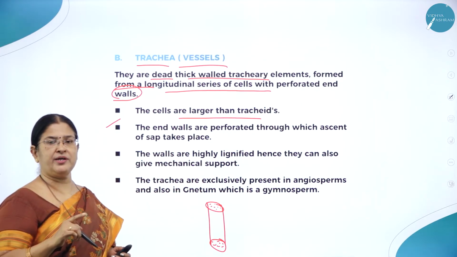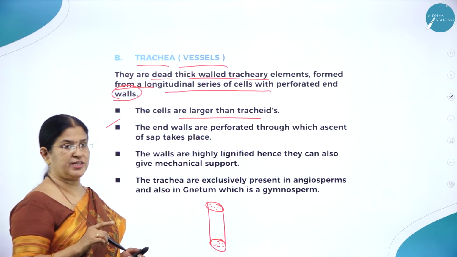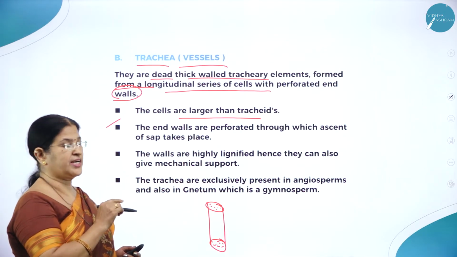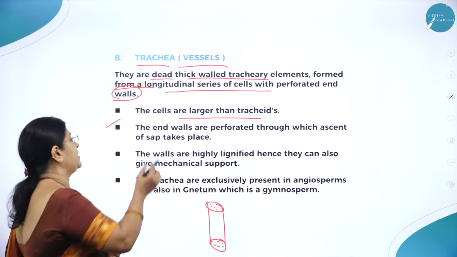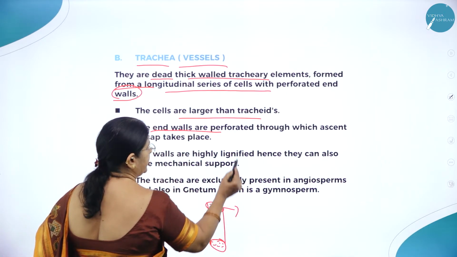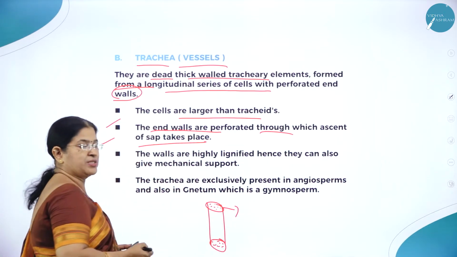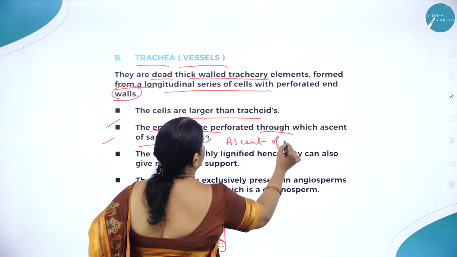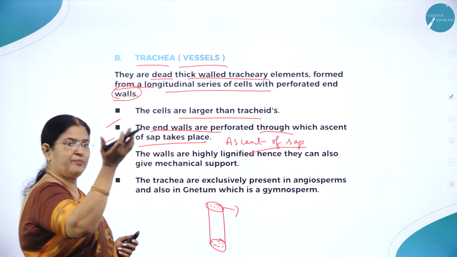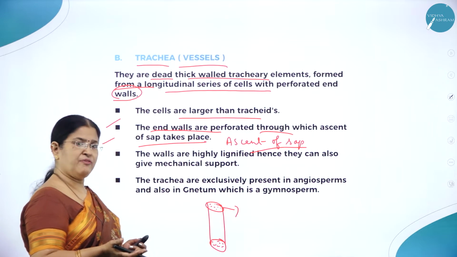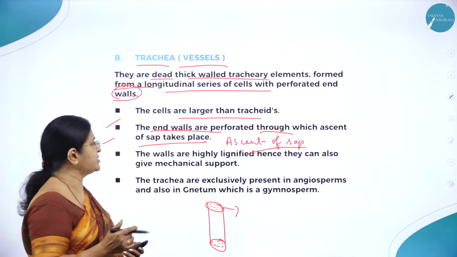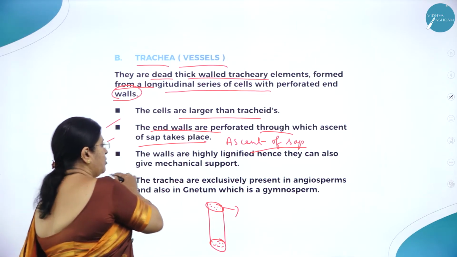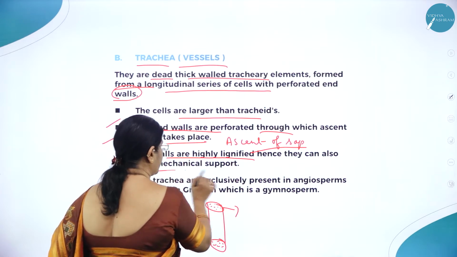The first very important reason why trachea is more efficient in conduction of water than tracheids is that the cells are larger than tracheids and the end walls are perforated through which ascent of sap takes place. What is ascent of sap? Upward movement of water is called ascent of sap. Sap is the contents of the cell. The walls are highly lignified, hence they can also give mechanical support.